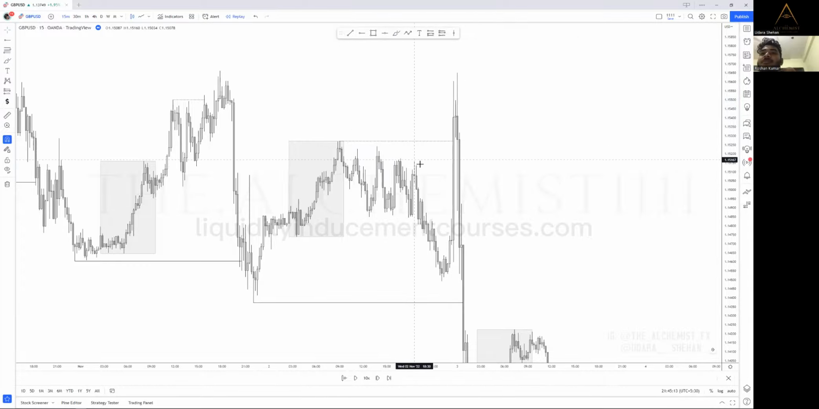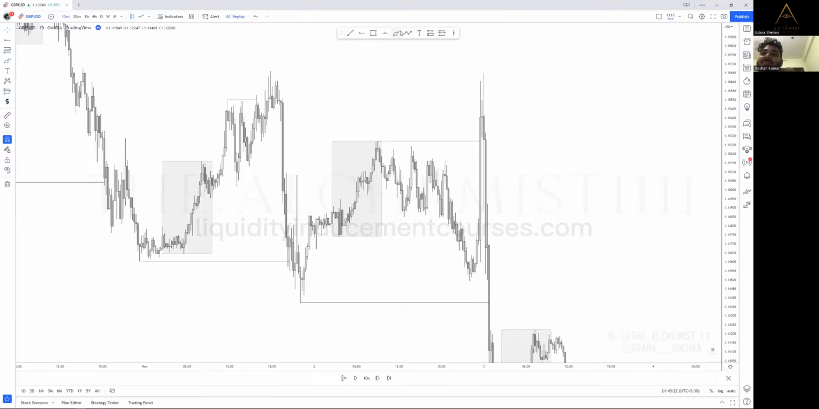So when this happens during news, you will know what happens. This is what happens all the time. It shoots up and then it comes down. Why is it coming down? Because the market is bearish due to the major breakout structure.